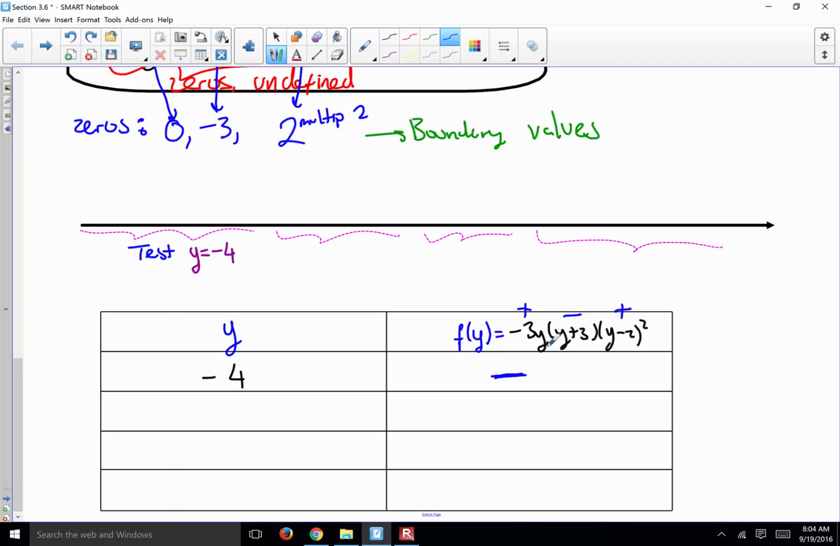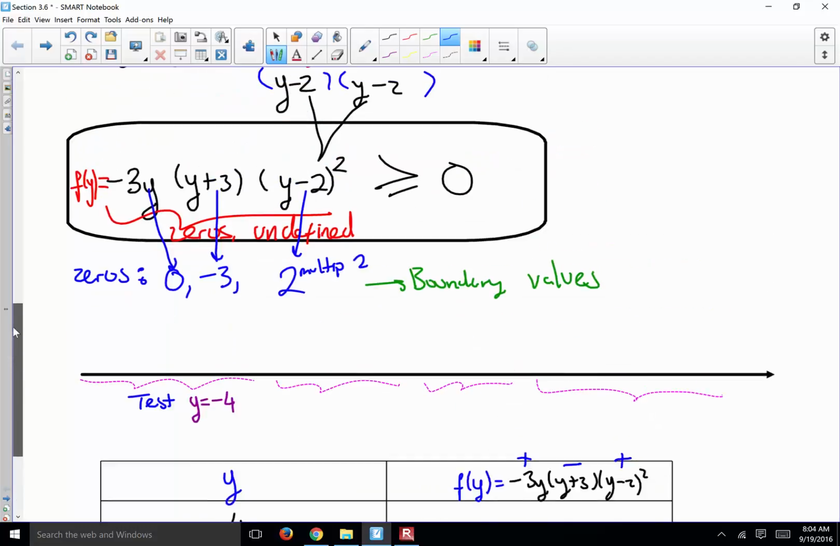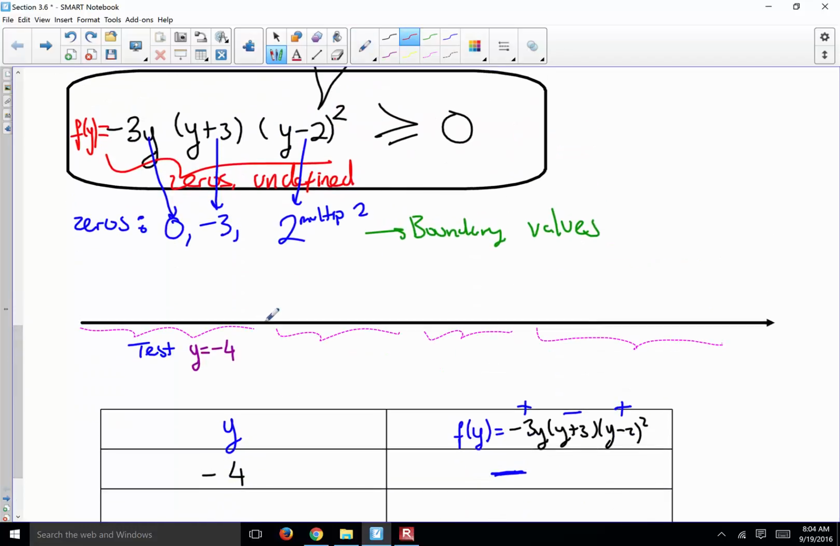Well, do you really want to compute it? Yeah, take a calculator and multiply minus 3 times minus 4 plus 3, and minus 4 minus 2 squared, multiply all, and compute this. But I don't need the digits here. All I need is the sign. So what does this sign tell me? Oops, sorry, it looks like I lost my critical values or boundary values: negative 3, 0, and 2. This sign tells me that the function is negative on this region. It's negative. In other words, this means less than 0.